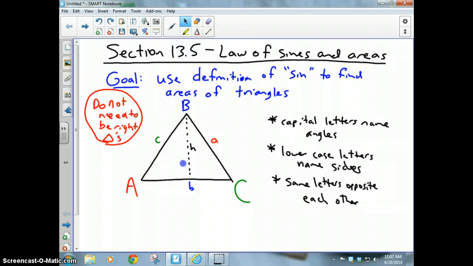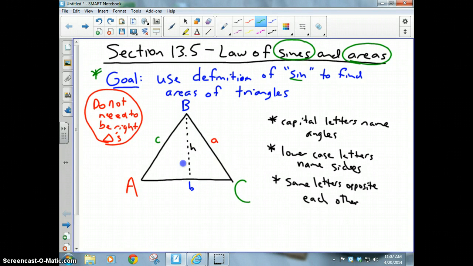Now, first of all, in this video, we're going to talk about using the definition of the word sine to find the area of a triangle. That's our goal in this video. Use the definition of sine to find areas of triangles.